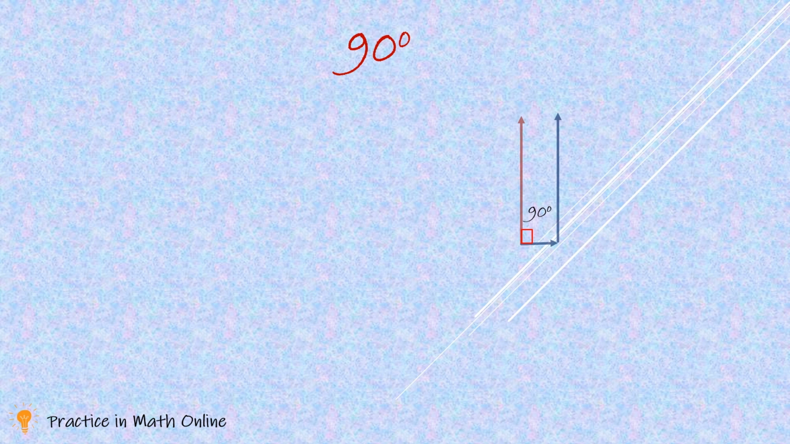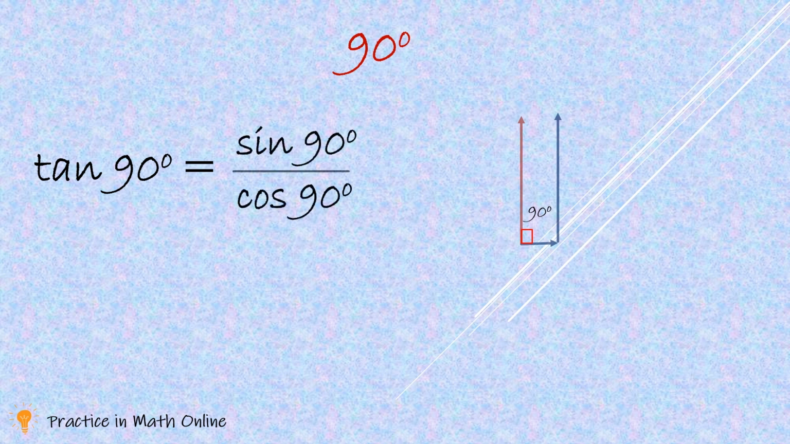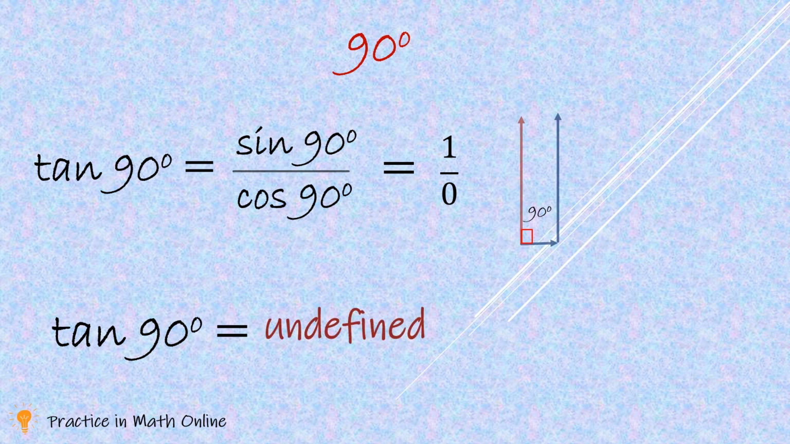The last angle for tangent function is 90 degrees. So tan 90 will be sin 90 over cos 90. And sin 90 is 1 and cos 90 is 0. And anything divided by 0 is actually undefined. So tan 90 is undefined.